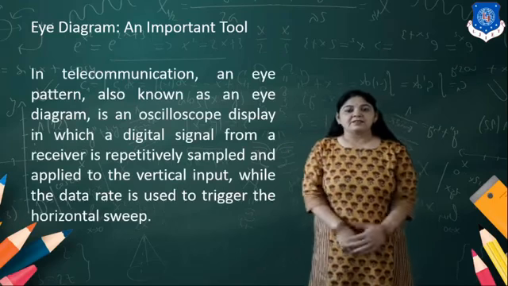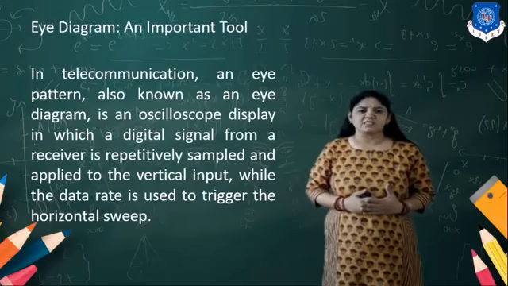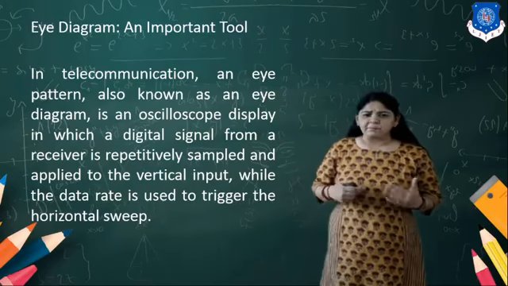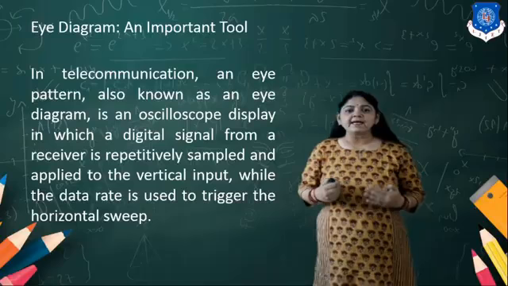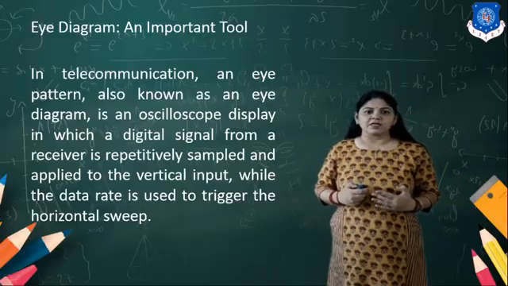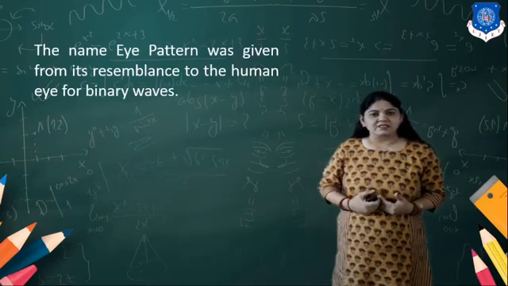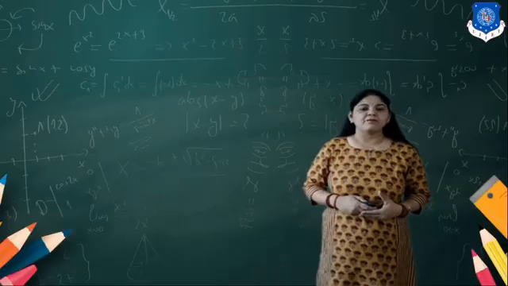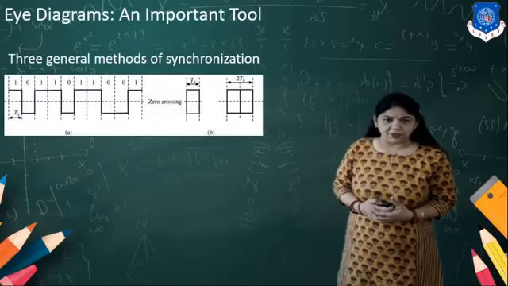An eye pattern, also known as the eye diagram, is an oscilloscope display in which the digital signal from a receiver is repetitively sampled and applied to the vertical input of the CRO, while the data rate is used to trigger the horizontal sweep. The name eye pattern was given from its resemblance to the human eye for binary waves. Now, the general method for synchronization.